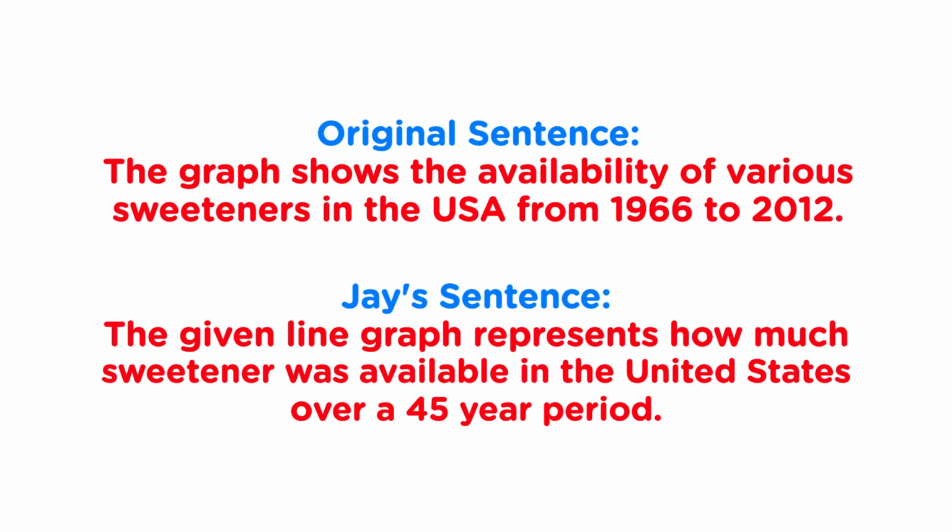If we compare mine with the original, you can see that I've just changed the words using similar words, also called synonyms. Shows, represents. The availability of various sweeteners, how much sweetener was available. In the USA, in the United States, from 1966 to 2012, over a 45-year period. My sentence says exactly the same thing as the original, but in different words. That's how you should introduce your graph.